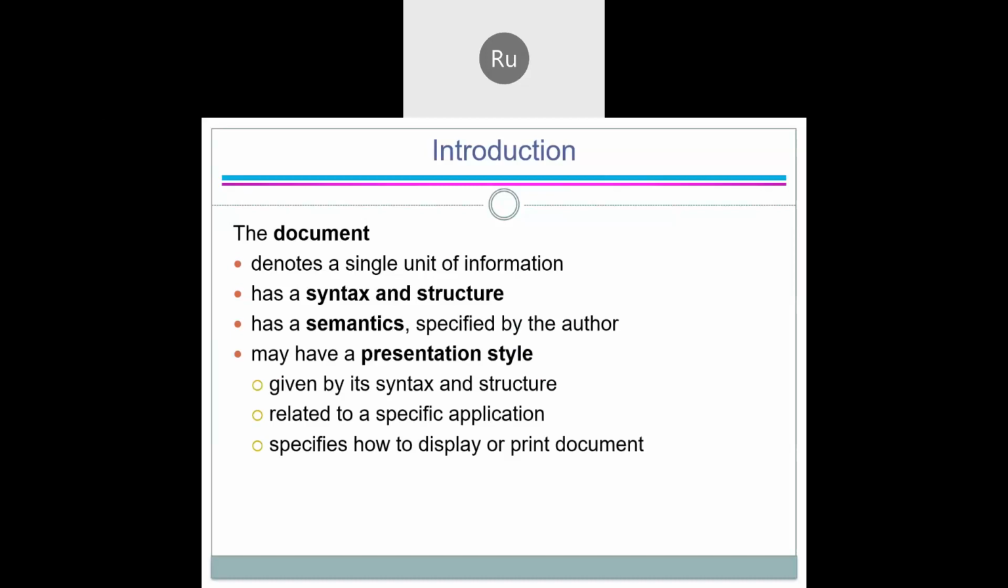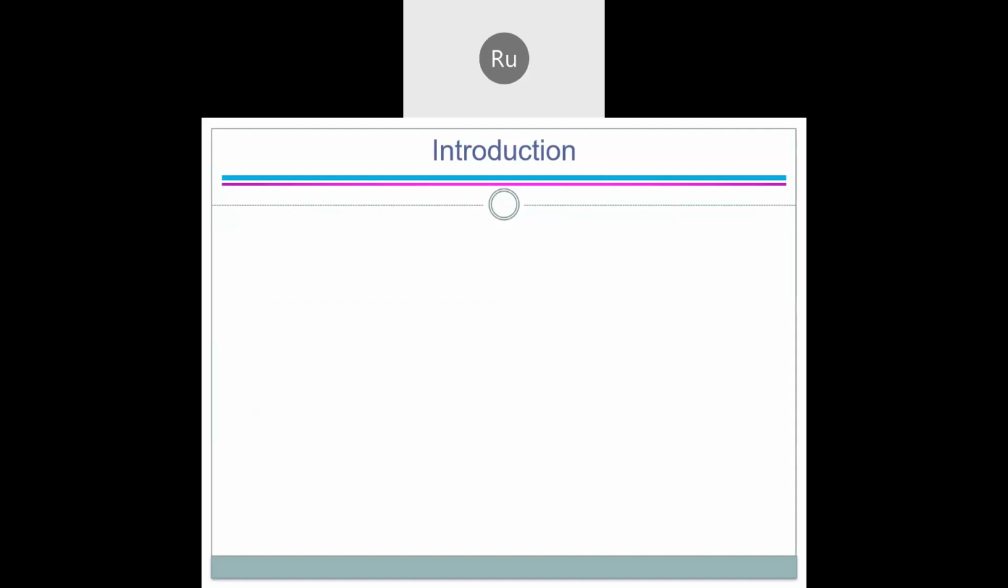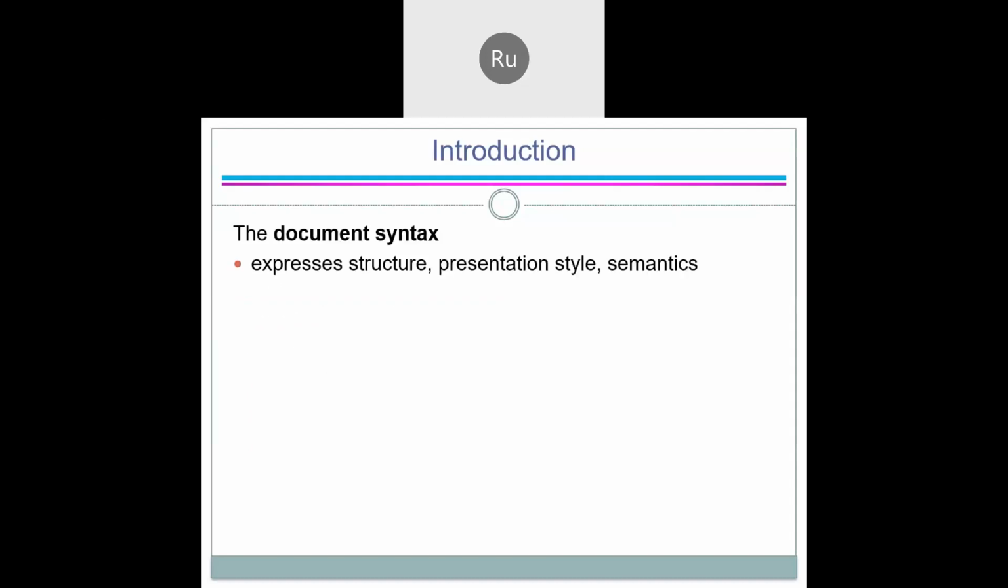Each document or each journal will have its own presentation style, given by its syntax and structure. This is more on formatting, and we will look into how different documents have different syntax and different structure. So for example, the document syntax refers to the structure, how they express and present the style. At the same time, this also contributes to the semantics or the meaning of the document.